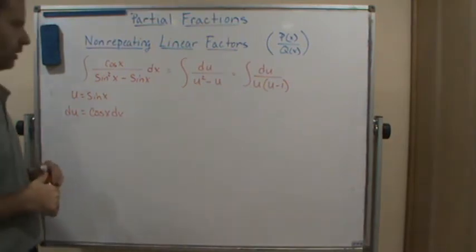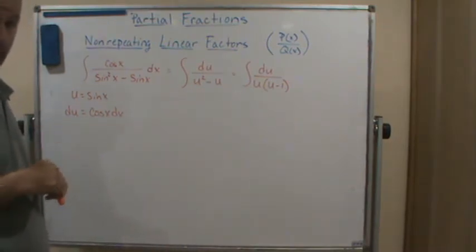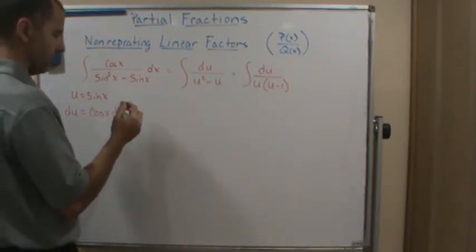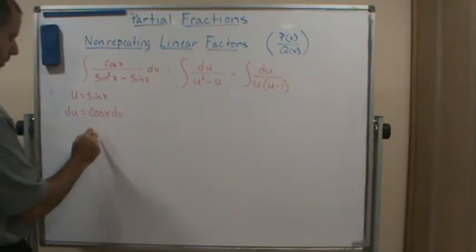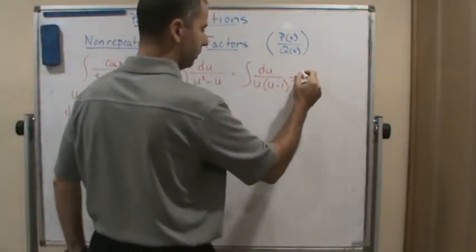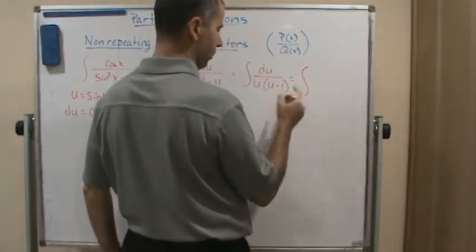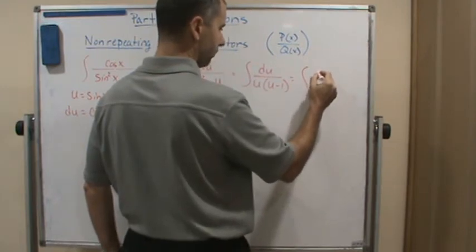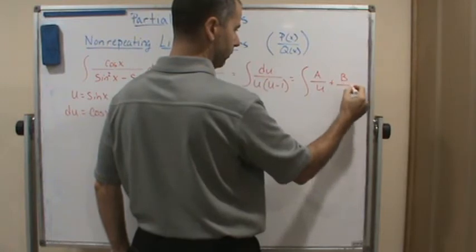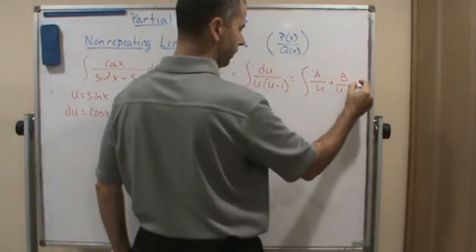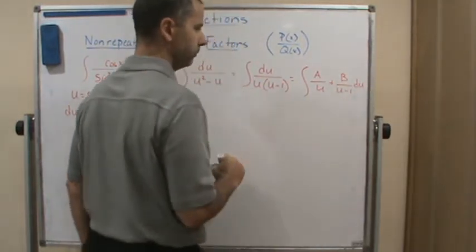And again, if we use the partial fractions decomposition, well, what do we get? Well, let's do our scratch work here. So this is going to equal, let's split this up. So this should equal a over u plus b over u minus 1 du.